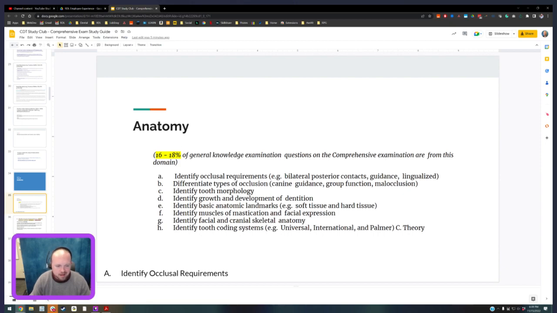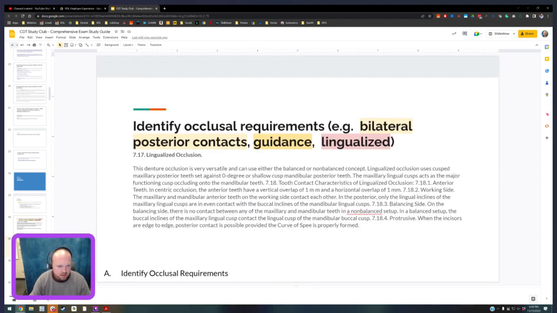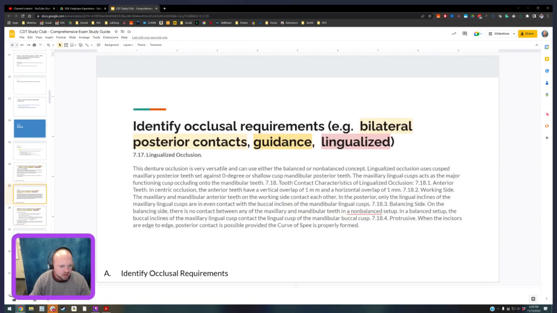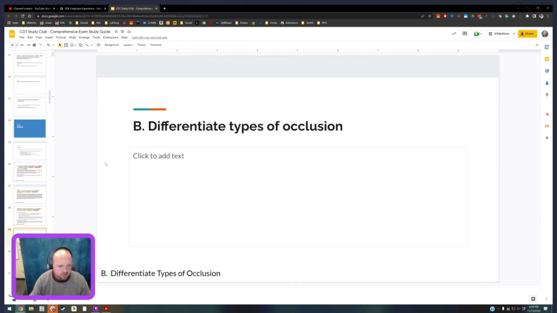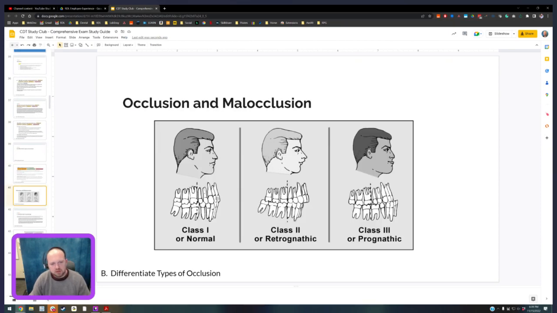Here's this slide again. And so A is identify occlusal requirements. So Control X. So now if we look at this next slide, we see we're getting into occlusal requirements, and all of these sub slides here I've just pasted in, just Control V and pasted in that we're on occlusal requirements. And then it starts here, differentiate types of occlusion. You see the same thing as down here. You've got your malocclusion, class 1, class 2, retrognathic, prognathic. I still think retrognathic sounds cooler, but you know, retrognathic.